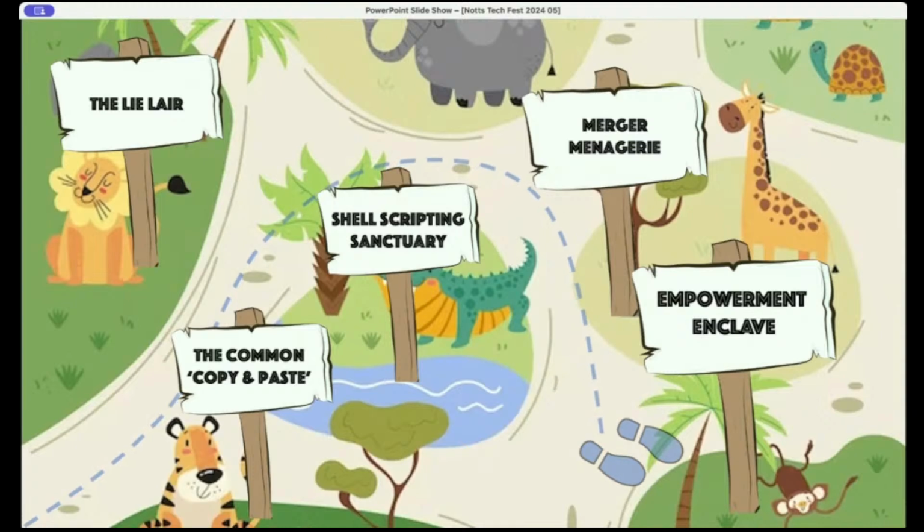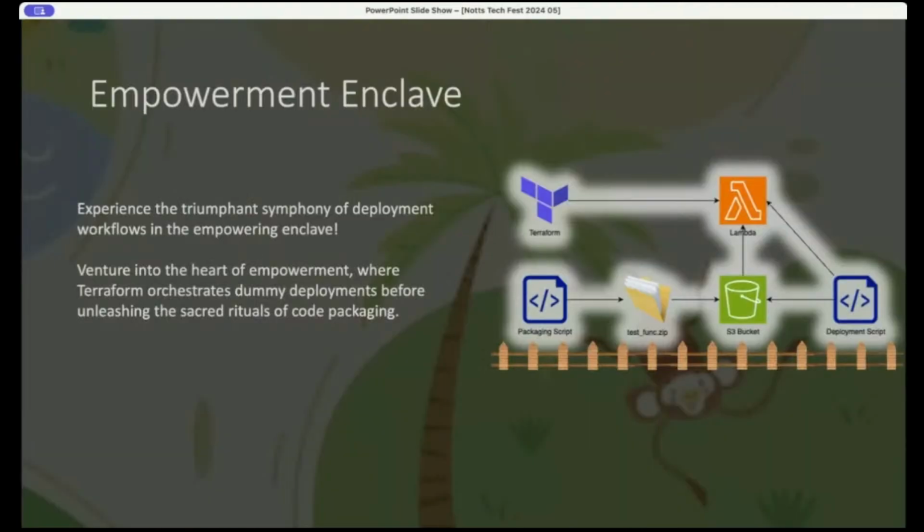And then the last one. So now we're seeing a couple of the options that we've got elsewhere. How do we put that together in something that we can run on a very, very large scale platform where we've got considerations and it's not just one team building everything? We're going to enter the empowerment enclave. Experience the triumphant symphony of deployment workflows in the empowering enclave.